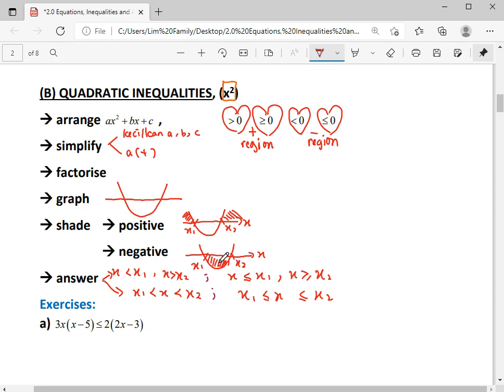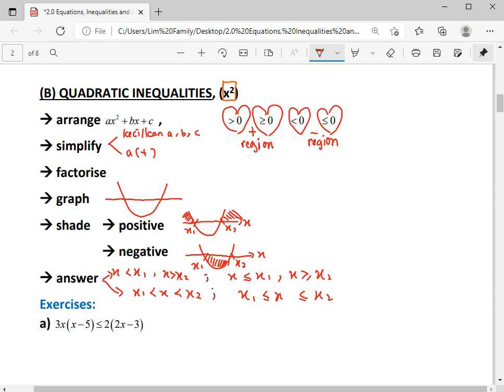So macam mana tulis di antara x1 dan x2? Maksudnya x1 adalah kurang daripada x dan x kurang daripada x2, because this is our number line. Ini adalah garis nombor kita. Nombor yang di belah kiri sentiasa kecil, nombor di sebelah kanan sentiasa besar. So bila kita tengok jawapan ni di sini kiri, maksudnya jawapan ini kurang daripada x1. Kalau jawapan ni di sebelah kanan x2, maksudnya jawapan ini besar daripada x2. So this is how we write our answer.